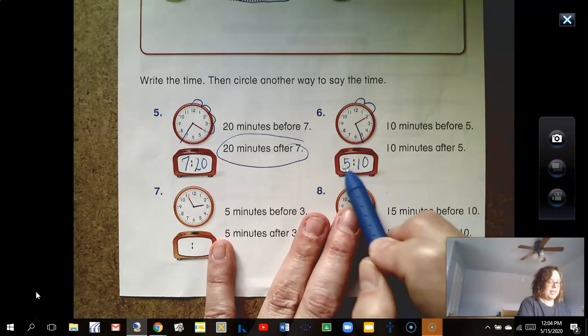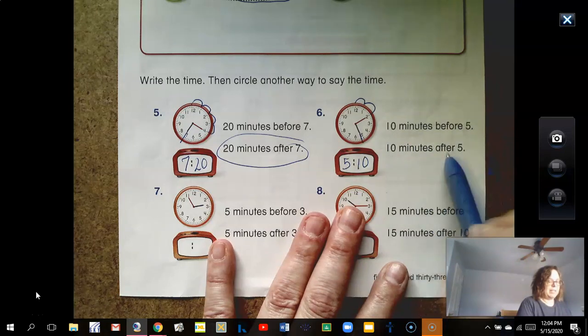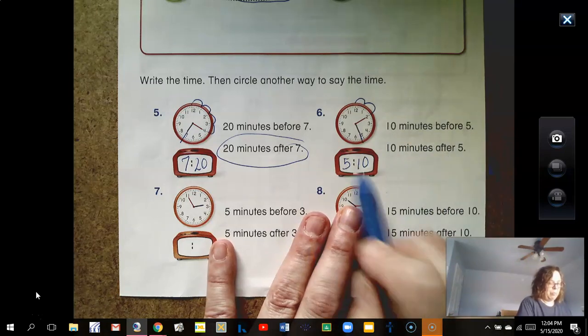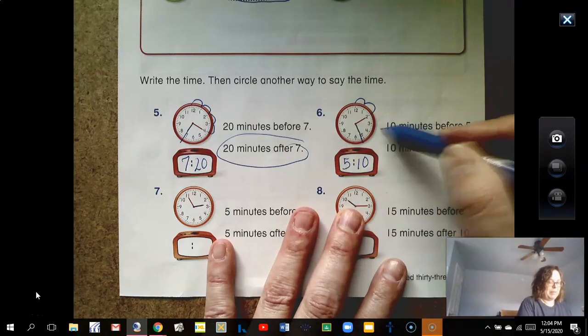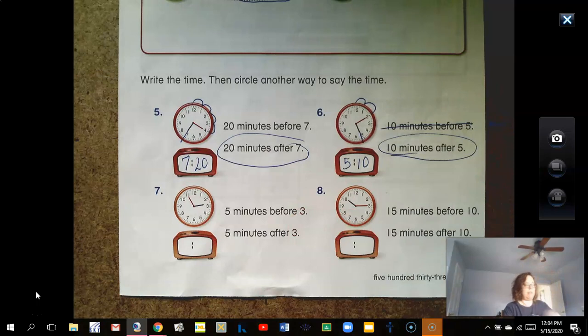Now, we know that it's 5 o'clock. So is it 10 minutes before 5 or 10 minutes after 5? Well, the hour is 5, so it can't be before 5. It already is 5, so it's 10 minutes after 5.